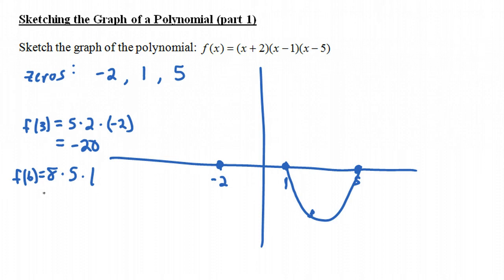And notice that's 40. So the point (6, 40), which is way up here, is going to be on the graph. And it's going to turn out the graph is going to go up like this. And now it's not going to ever come back down because we don't cross the x-axis anymore.